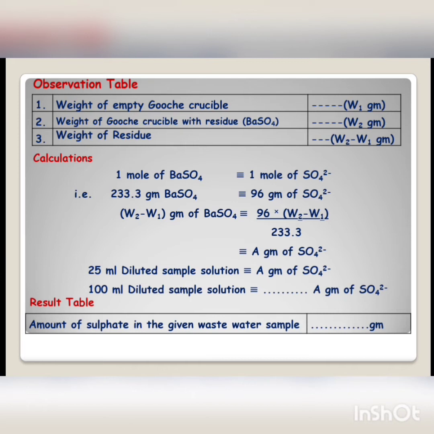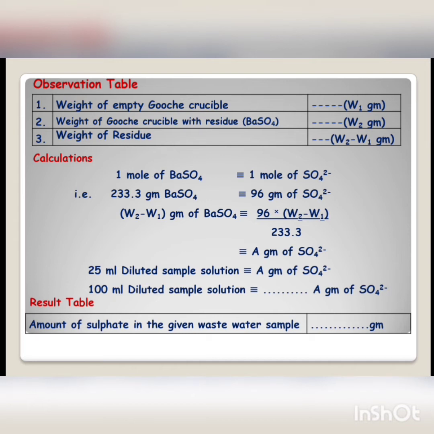So in calculation we will use the relation that 1 mole of barium sulphate contains 1 mole of sulphate ions. So 233.3 grams of barium sulphate contains 96 grams of sulphate ions. Therefore W2 minus W1 gram of barium sulphate contains how many grams of sulphate ions, that we will find out first by cross multiplication.